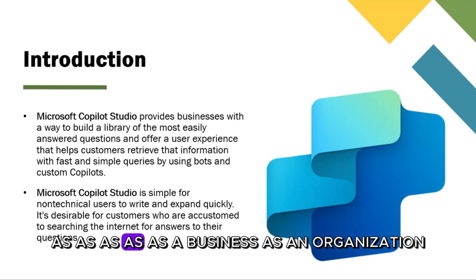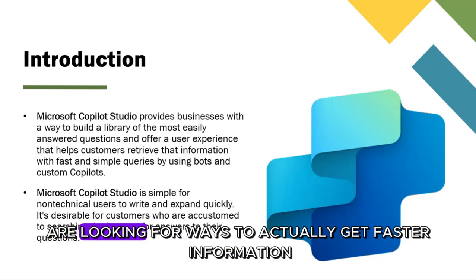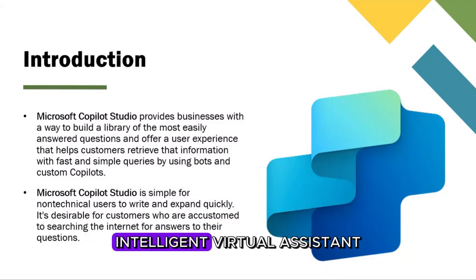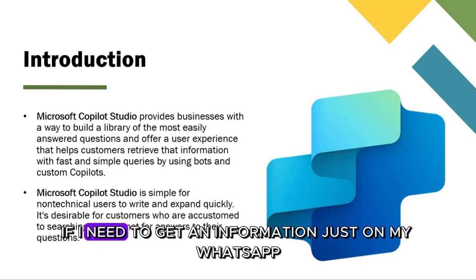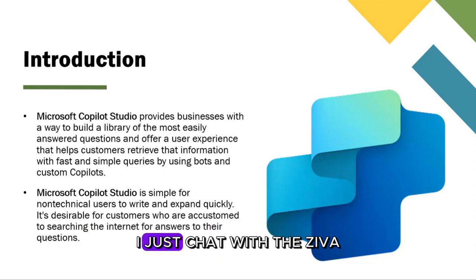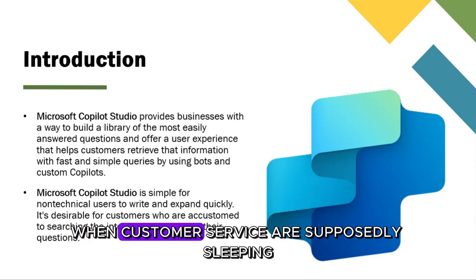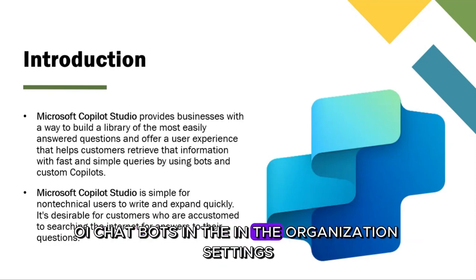Now, as a business, as an organization, you're servicing customers. Your customers are looking for ways to get faster information. I don't know if you've heard of Ziva. Ziva is Zenith Bank's intelligent virtual assistant. I use Ziva a lot, especially on my WhatsApp. If I need to get information, I'll just chat with Ziva. I get the information even at night when customer service are supposedly sleeping. That is one use case of a copilot or a chatbot in an organization setting.